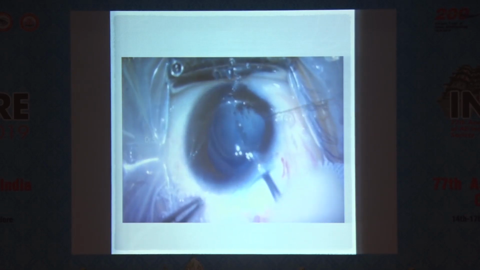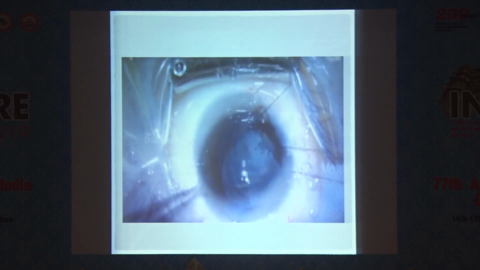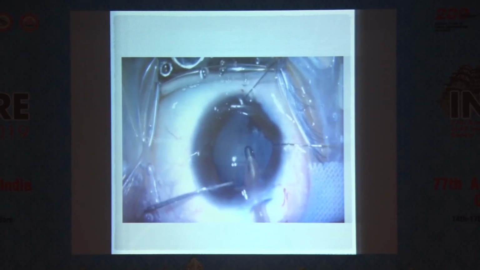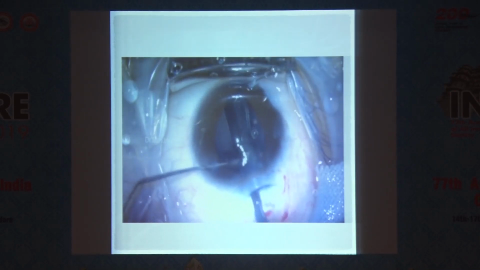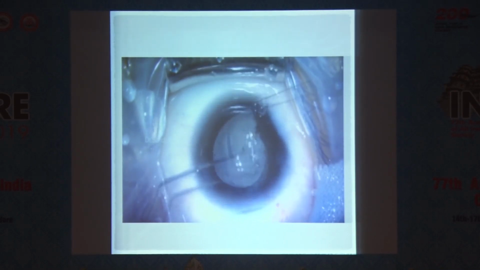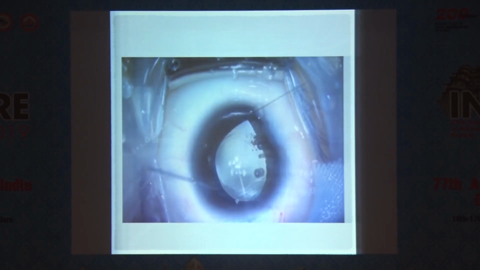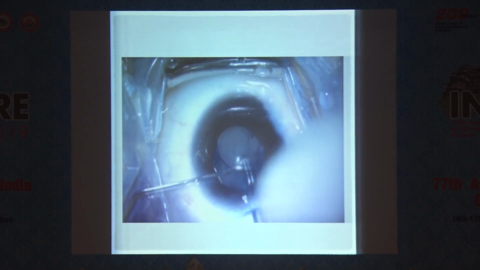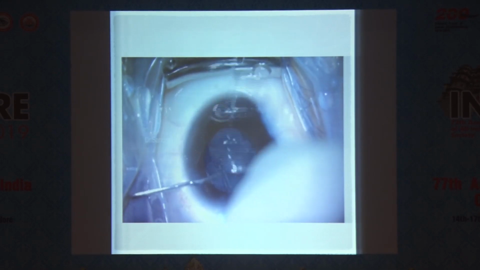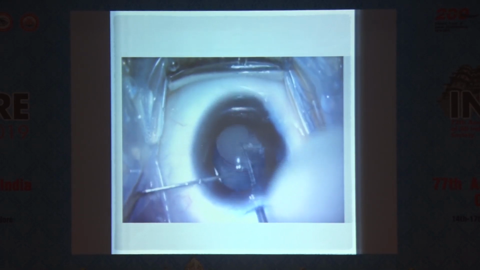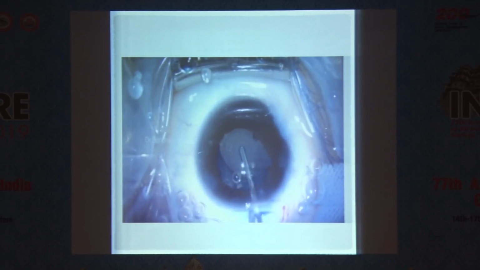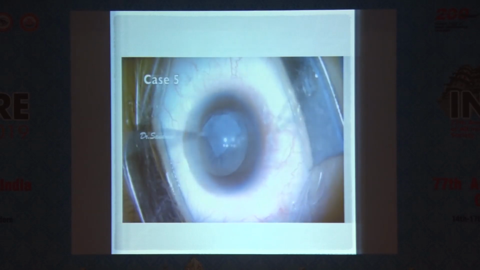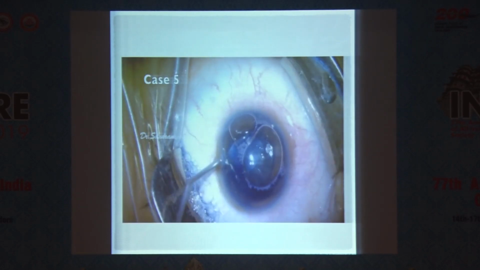So the iris hooks are being used for better visualization, and the cortical matter is being aspirated here, and the IOL is being placed inside the bag. So following this, by lifting the IOL, we are doing a small PPC here, because the age of the child being less, unless a PPC is done, the incidence of posterior capsule opacification is almost 100%, and then a generous anterior vitrectomy is being done, and the tunnel is being sutured.